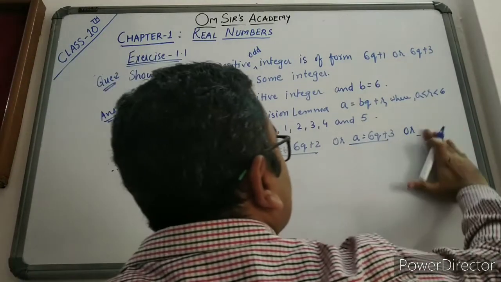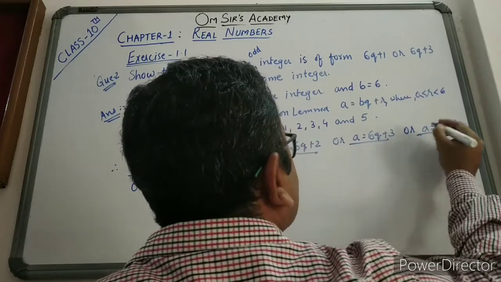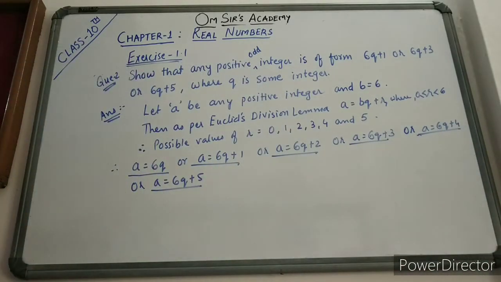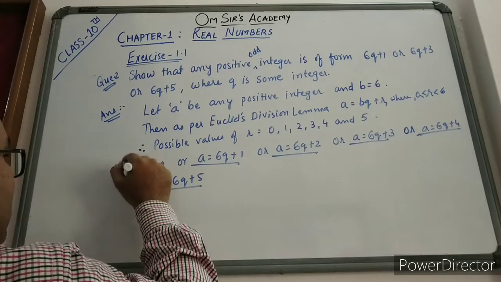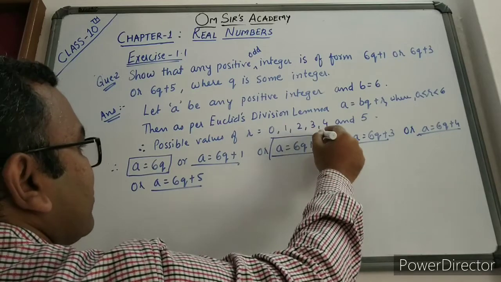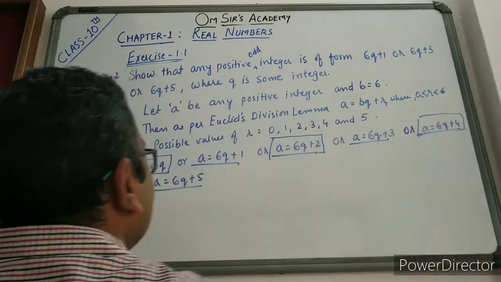Or a will be 6q plus 4. So these are the possible values of a, right friends? But out of these possible values, 6q is divisible by 2, 6q plus 2 is also divisible by 2, and 6q plus 4 is also divisible by 2.